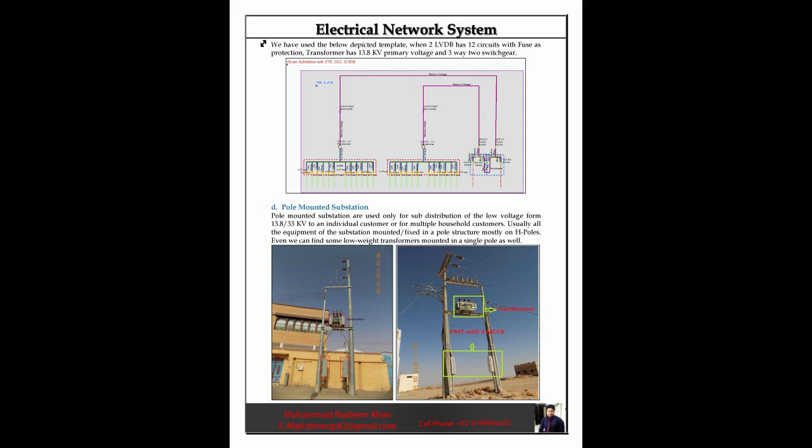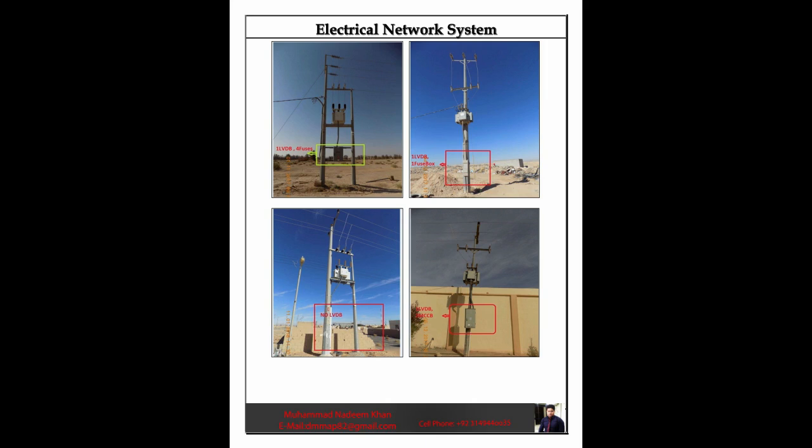D. Pole-mounted substation. Pole-mounted substations are used only for sub-distribution of the low-voltage 13.8 kV, 33 kV to an individual customer or for multiple household customers. Usually all the equipment of the substation is mounted or fixed in a pole structure, mostly on H-poles. Even we can find some low-weight transformers mounted in a single pole as well.